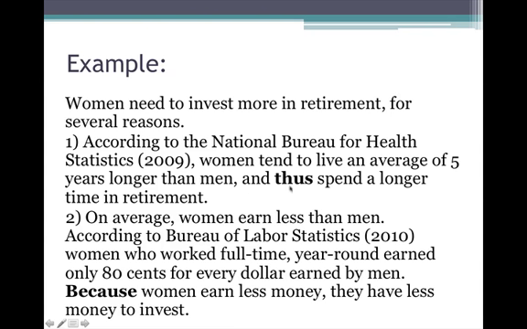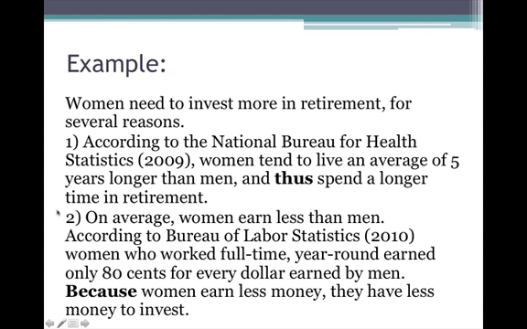This conclusion is drawn from the fact that, according to the National Bureau of Health Statistics, women tend to live an average of 5 years longer than men. Thus, what we have here is a premise, women tend to live an average of 5 years longer than men, leading to a very straightforward conclusion from it, thus, women spend a longer time in retirement. And it's this claim that women spend a longer time in retirement, which in turn is used to support our ultimate conclusion that women need to invest more in retirement.